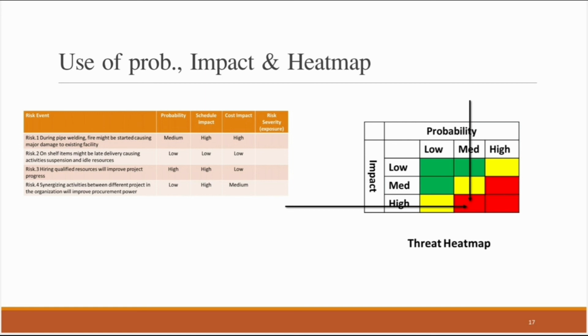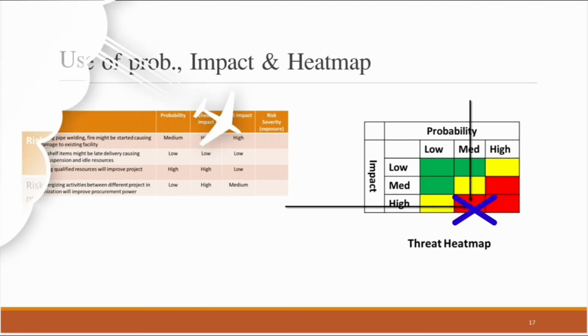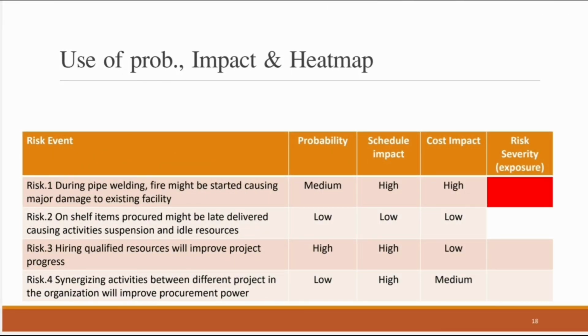So it doesn't matter which one we select, whether it's the schedule or the cost, it will be the same because both of them have a high impact. So if we go from the probability moderate to the impact high, they will intersect in this red area, and this is considered to be a red risk for us.